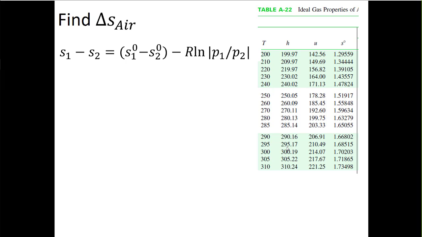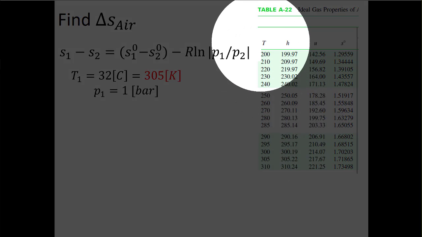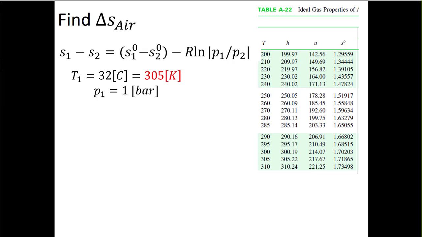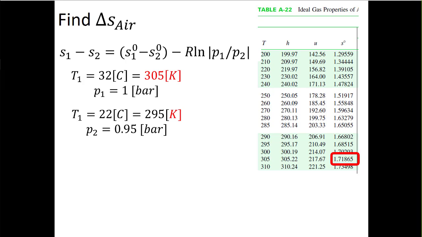I have to remember first that delta S is not the same thing as delta S superscript 0, that's just part of the answer. So here I know my temperatures, but I got to change them to Kelvin because, you'd have to look at the header of this, temperatures here are in Kelvin and not Celsius, right? So here I find that 305, it's exactly on my list. So I see S superscript 0 here, I get a value. For state 2, I know that my temperature is 22 degrees Celsius. Again, I have to convert that to Kelvin, right? And I get another value for S superscript 0.